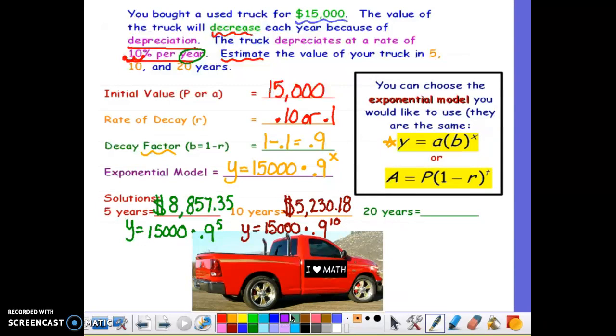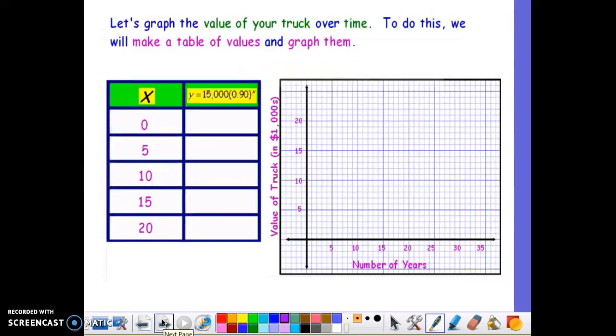Finally, just the last one, plugging in 20 for x, equals 15,000 times 0.9 to the 20th power. You should have gotten $1,823.65. All right, hopefully that problem felt okay for you. We're going to kind of continue on with this problem, just do a little graphing, just to see what that decay is going to look like.